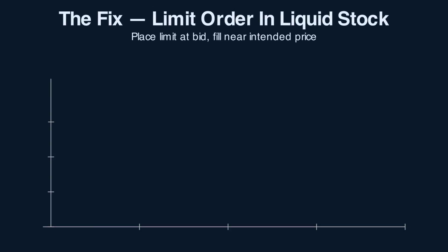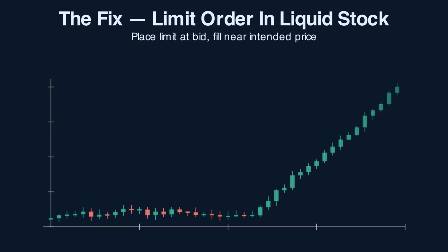Now the correct execution. Same breakout, same chart, but the stock is liquid with a 1 cent spread. Trader places a limit order at the bid or 1 tick inside. Within seconds, the order fills at the intended price, 1 penny of theoretical slippage instead of 18 cents. Same on the exit. Round trip, 2 cents of slippage per share. On 100 shares, $2 of cost versus 38 in the market order version.